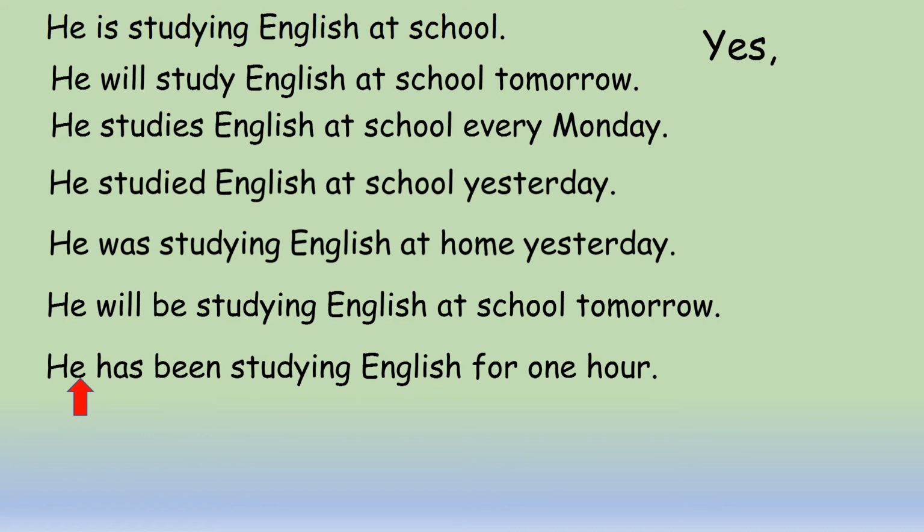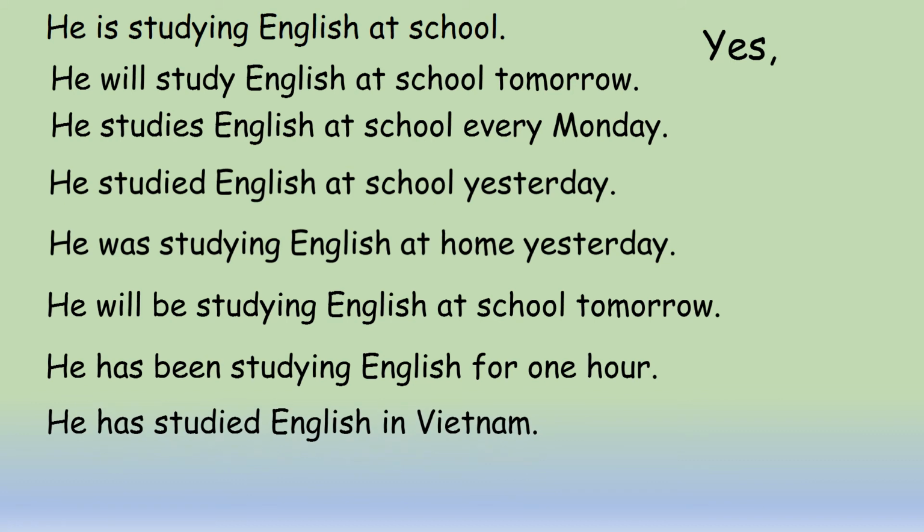Present perfect continuous. He has been studying English for 1 hour. Who has been studying English for 1 hour? What has he been doing for 1 hour? What has he been studying for 1 hour? How long has he been studying English? Has he been studying English for 1 hour?